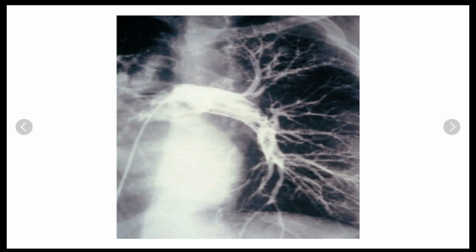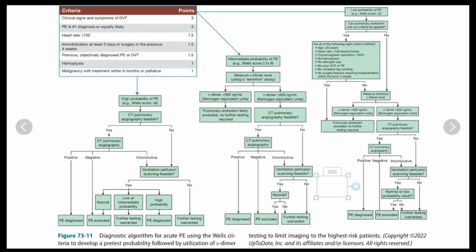So what is the diagnostic algorithm for acute pulmonary embolism using the Wells criteria? According to the Wells criteria, we can classify patients into three categories. First is high probability, then intermediate, then low probability. So what is the Wells criteria? We can give 3 points to two things. First is clinical signs and symptoms suggestive of DVT, then we will give 3 points. And pulmonary embolism is the number one diagnosis or equally likely, and no other diagnosis is there, then we will give 3 points.